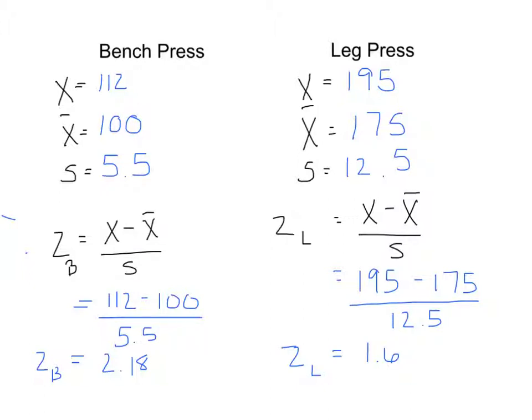So even though the variability from the mean was smaller in bench press, she actually performed much better in bench press than she did in leg press, because she has a 2.18 on bench press and a 1.6 on leg press. And we can see that even more clearly on our interpretive curve.